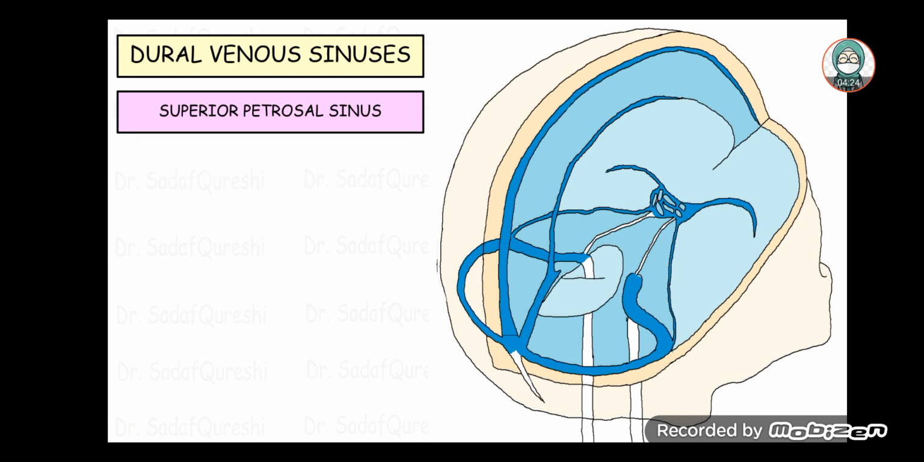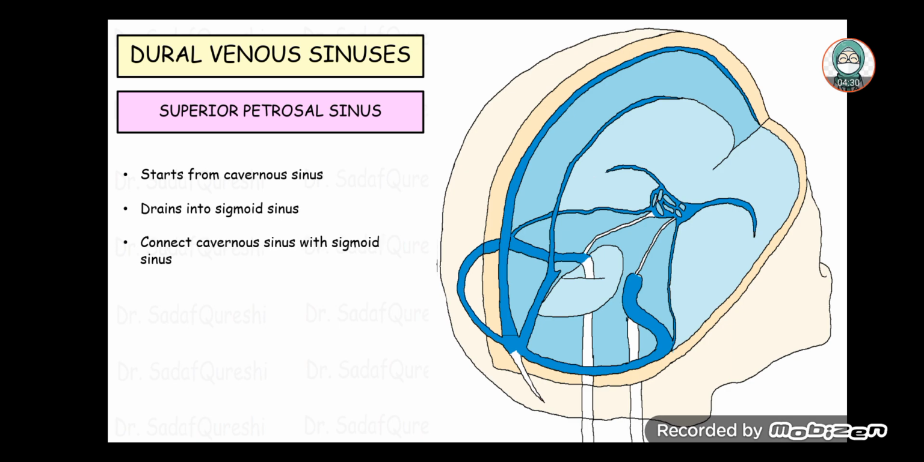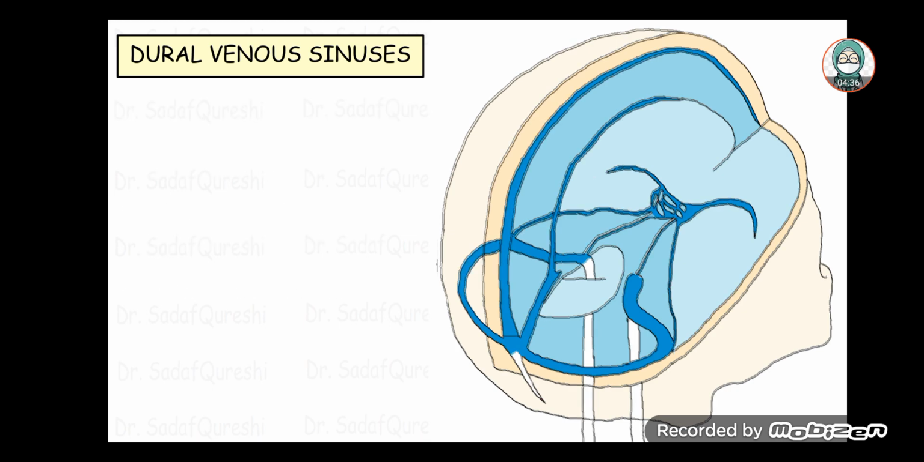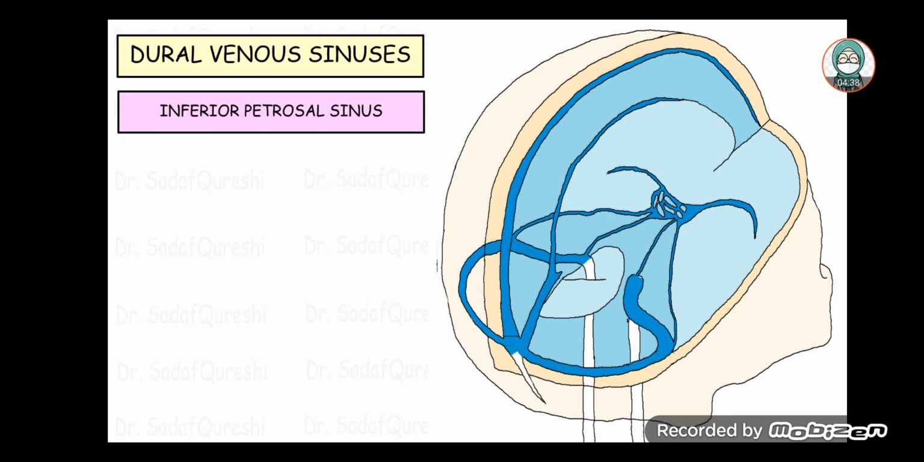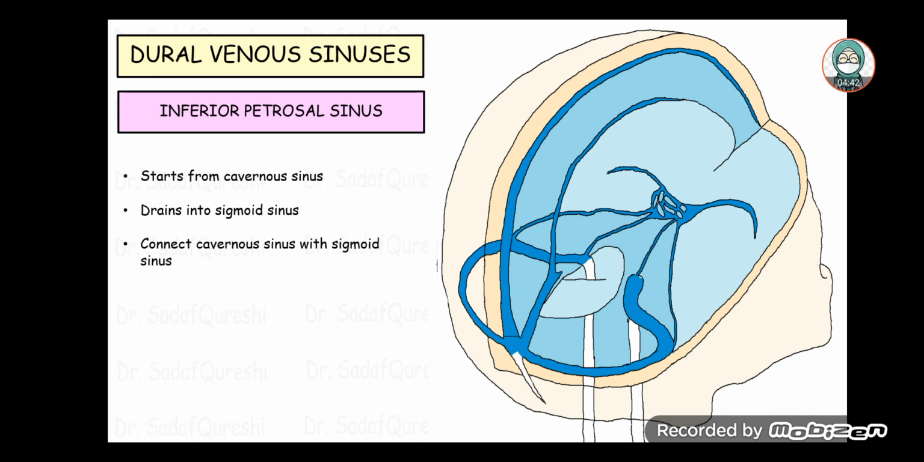And the next sinus we have is the superior petrosal sinus, that starts from the cavernous sinus and drains into the sigmoid sinus. It connects the cavernous sinus with the sigmoid sinus, and it lies above the inferior petrosal sinus. Then we have the inferior petrosal sinus, that starts from the cavernous sinus and drains into the sigmoid sinus. It connects the cavernous sinus with the sigmoid sinus, and it lies below the superior petrosal sinus.